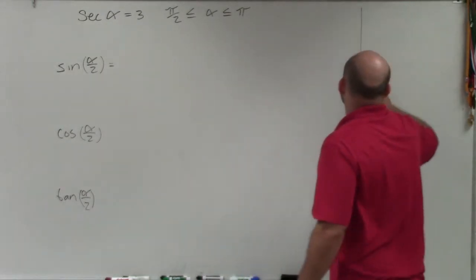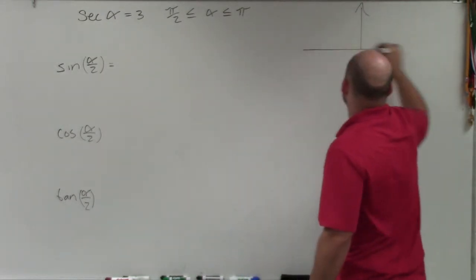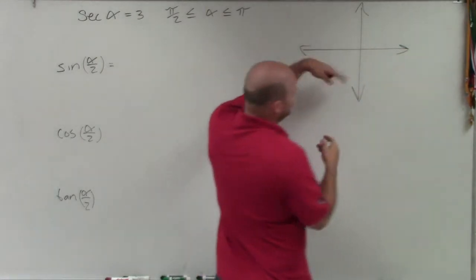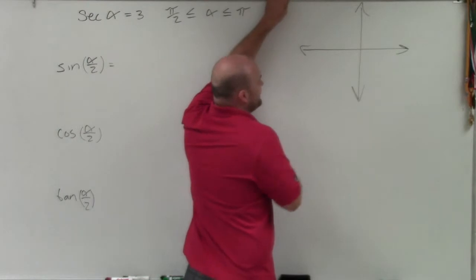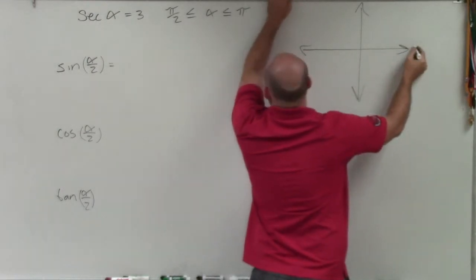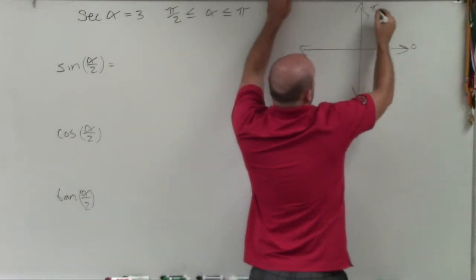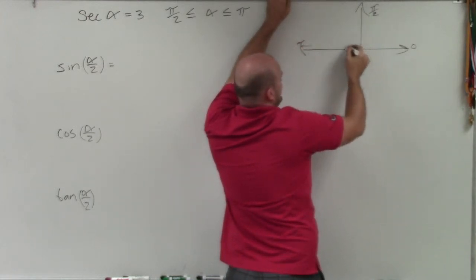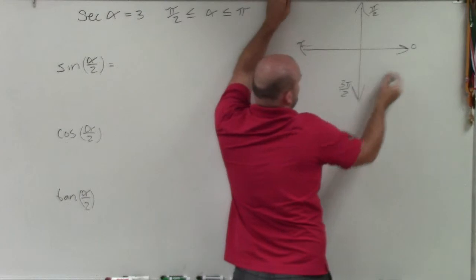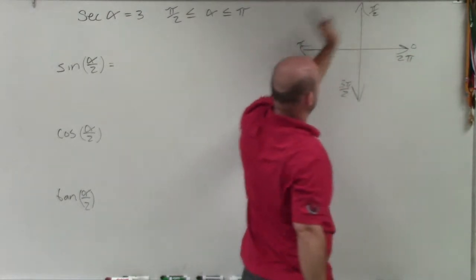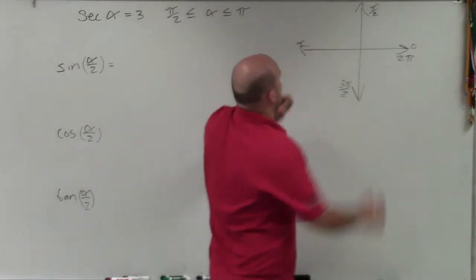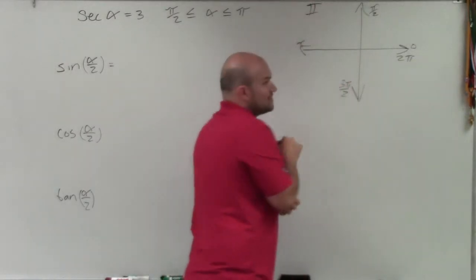So let's go back and look at a triangle. Remember our Cartesian coordinate system with the x and y axes. If we start an angle here, this would be 0. Here would be pi halves. Here would be pi. Going around the circle, this would be 3 pi over 2, and this would be 2 pi. So what they're saying is our angle alpha has to be between pi halves and pi, meaning it's going to be in the second quadrant.